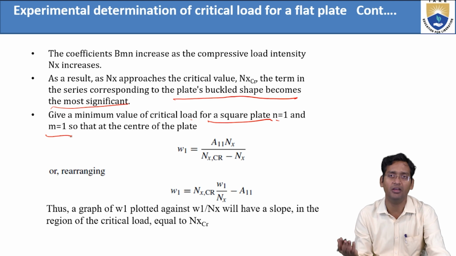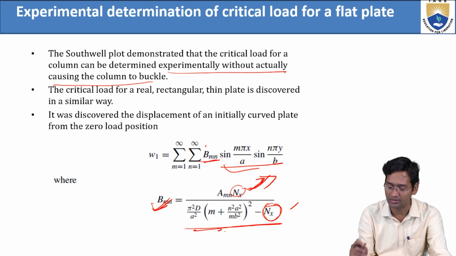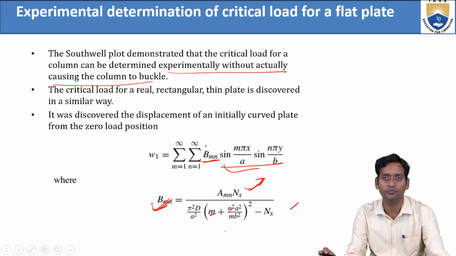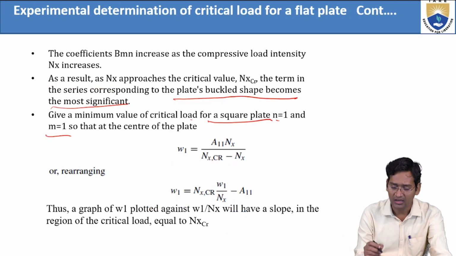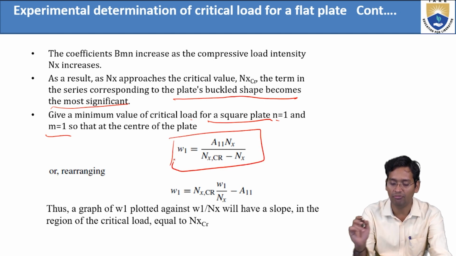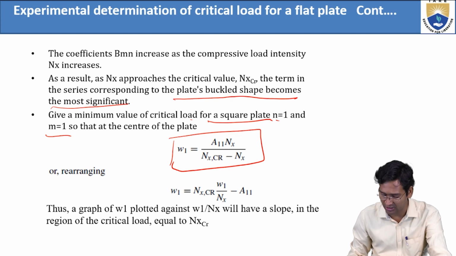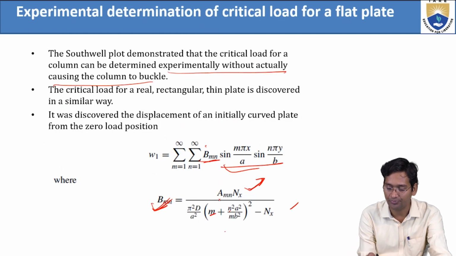So for the minimum load we have to find, just take n equals 1 and m equals 1 in this one, right? So just substitute that value as m=1 and n=1 here. After that, what will we get here? W1 equals A11 Nx by Ncr. So Amn becomes A11 because we are taking m=1, n=1. So A11 Nx by pi square D by a square, 1 plus n square, sorry, 1 into a square by b square.